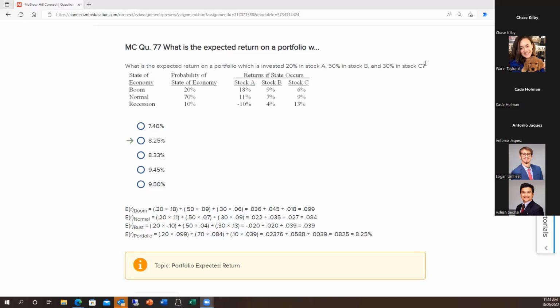The reason that I went ahead and did it the way that I did was because when we start looking at calculating variance or standard deviation, it's a whole lot easier if we do the portfolio and make it look like a single stock. But you're absolutely right.